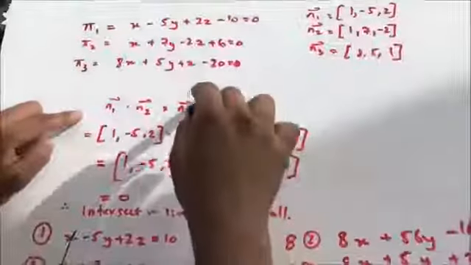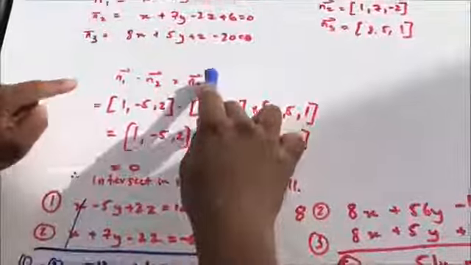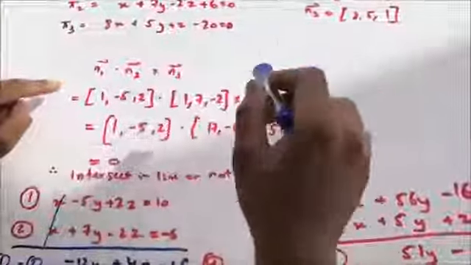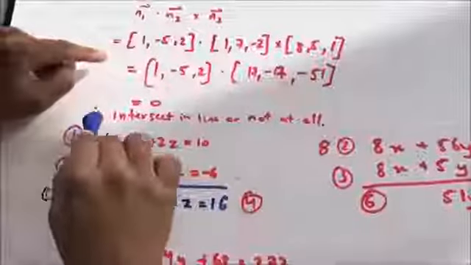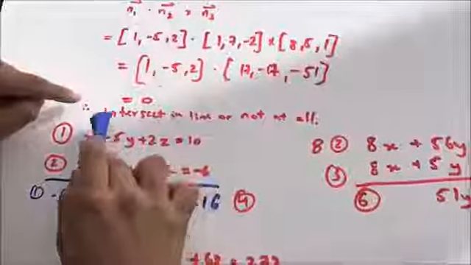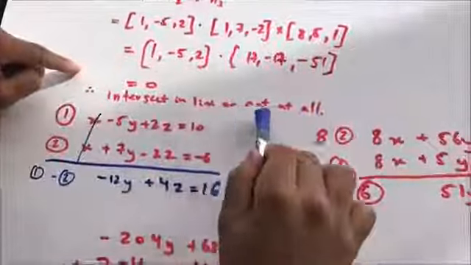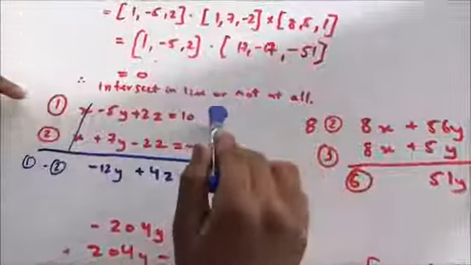So we just do the triple scalar product of these three normals, and we get the answer to be equal to 0. So since the triple scalar product is 0, we know that they either intersect in a line or not at all. So now let's start with equations 1 and 2.